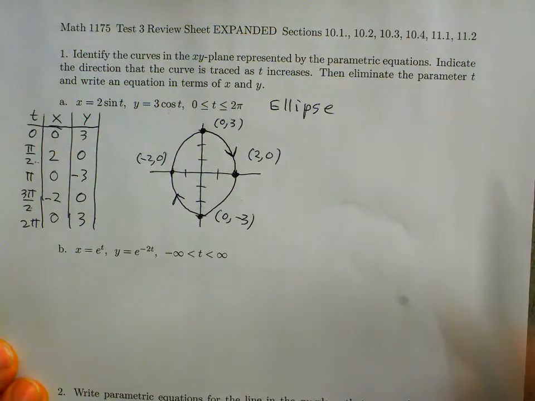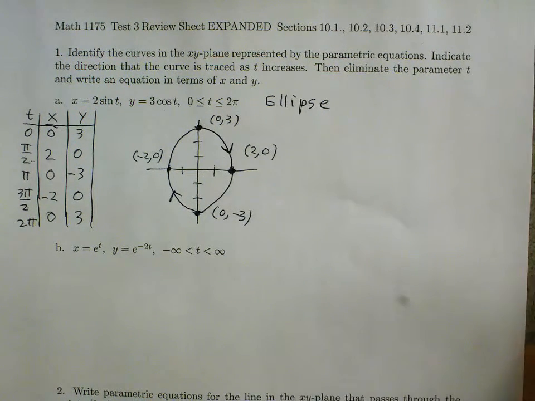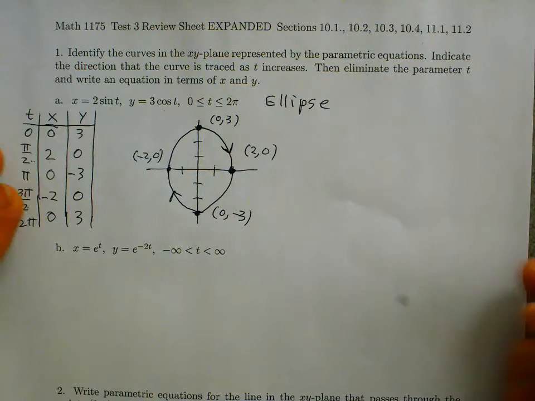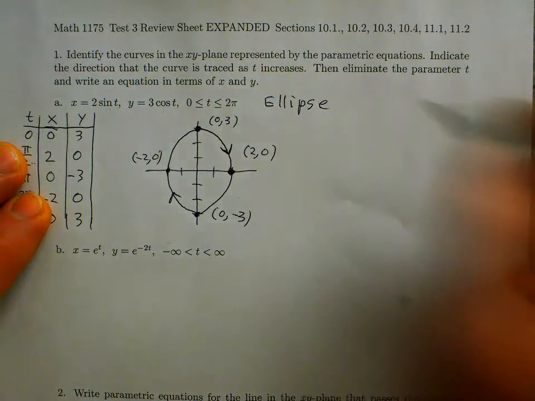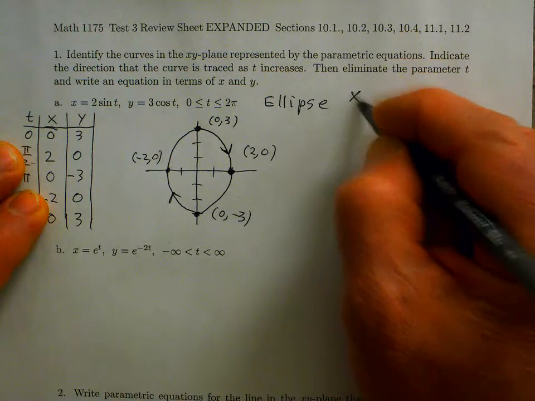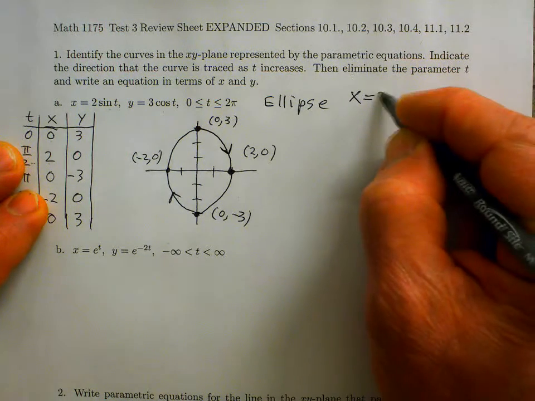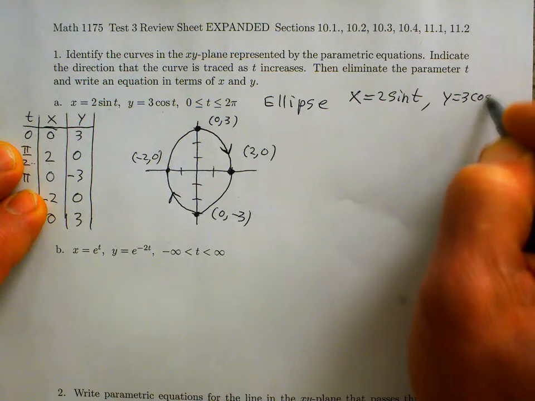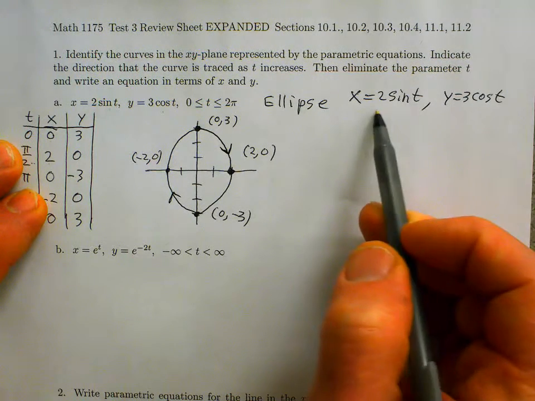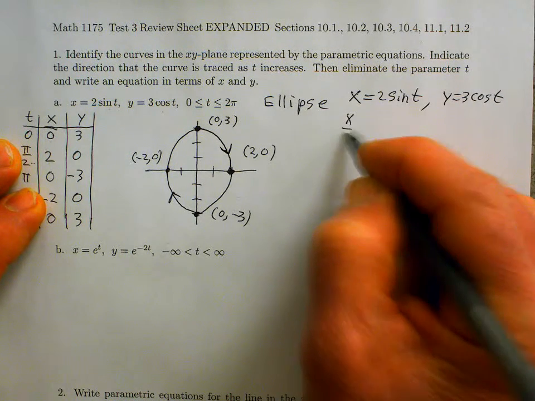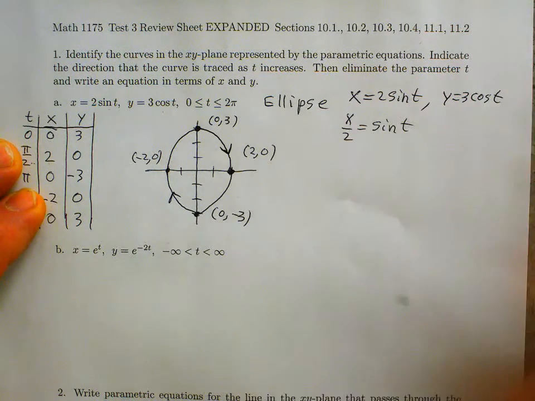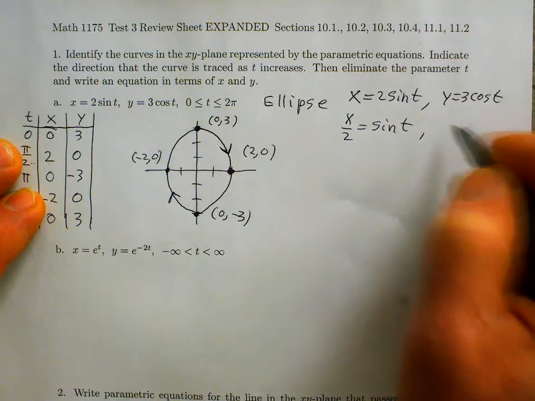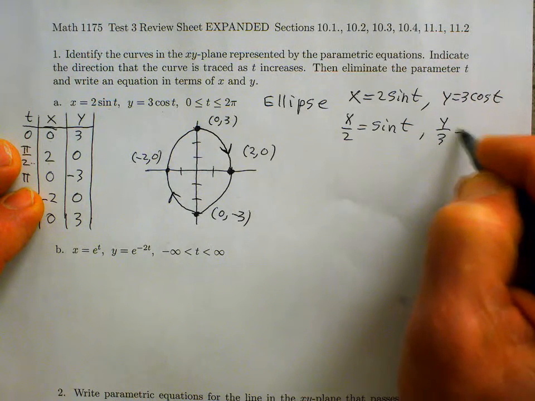Then we eliminate the parameter t. So any suggestions on how to eliminate the parameter t? Well, I'll just rewrite those equations. X equals 2 times sine of t, and y equals 3 times cosine of t. On this equation, I'll divide both sides by 2, so I get x over 2 equals sine of t. On this one, divide both sides by 3, so y over 3 equals cosine of t.